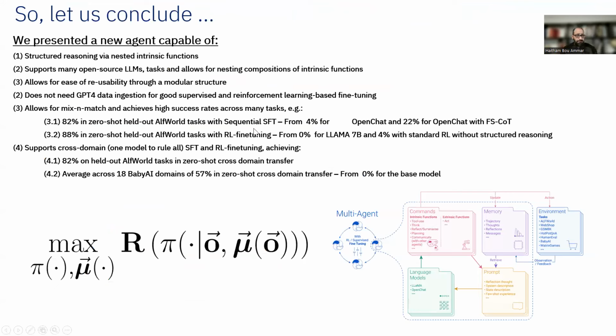So with that, I would like to conclude by saying that we have introduced a nesting ordered structuring for agents. We have shown many good results across different domains in ALFWorld and in BabyAI, both using a single domain and a cross-domain function. And we have also shown that you can have very nice modularity through these compositions of the intrinsic functions. So this is the problem definition we aim to solve.